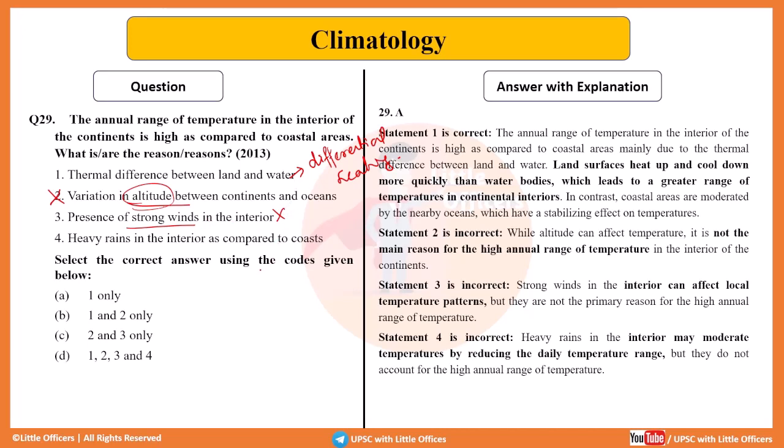Heavy rains in the interior as compared to the coastal locations. No, coastal locations are the ones which get heavy rains, not the interiors. As we go from coast to the interior, what happens to the rainfall? The moisture reduces, so rainfall also reduces. So the correct answer is only 1.